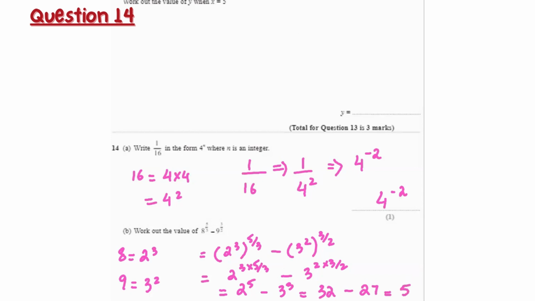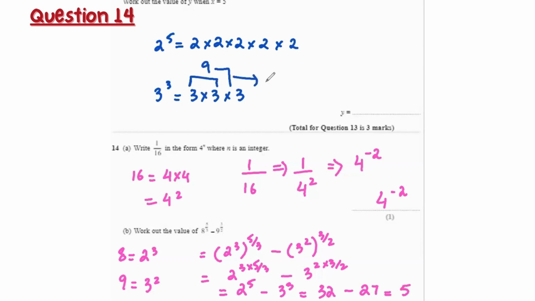In case you're confused about why 2 to the power of 5 is 32 and 3 to the power of 3 is 27, 2 to the power of 5 is basically 2 being multiplied by itself 5 times. And 3 cubed is 3 being multiplied by itself 3 times. So 3 times 3 is 9, and 9 times 3 is 27. 2 times 2 is 4. 4 times 2 is 8. 8 times 2 is 16. And 16 times 2 is 32. That's why we did 32 minus 27, which equals 5.